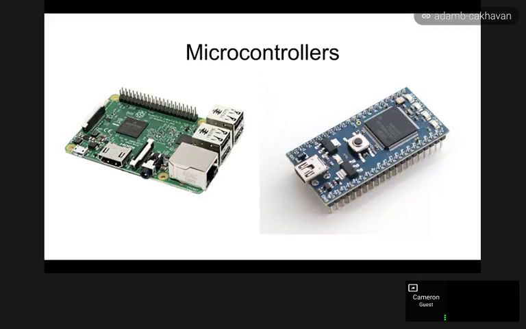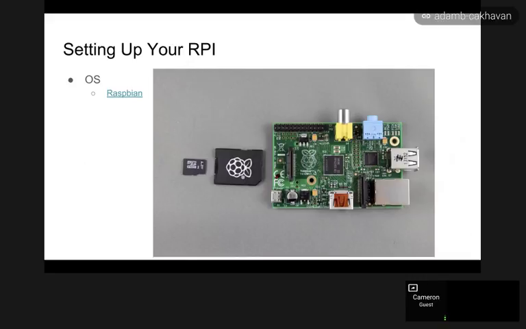If you have your Raspberry Pi, it's going to come out of the box with the Pi itself, the power cable, and the micro SD card. The reason we need the micro SD card is that it's not going to work straight out of the box. The Raspberry Pi is going to need what's called an operating system.